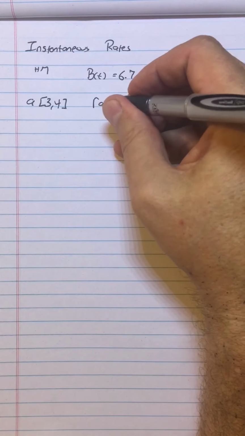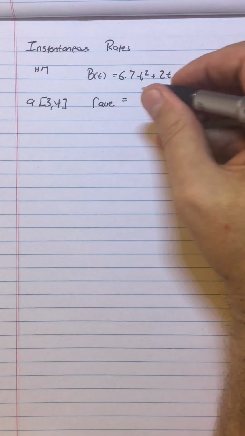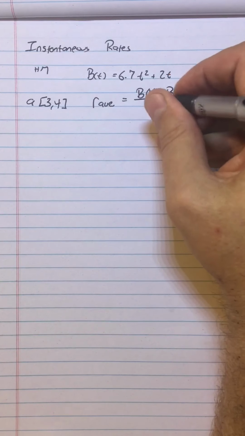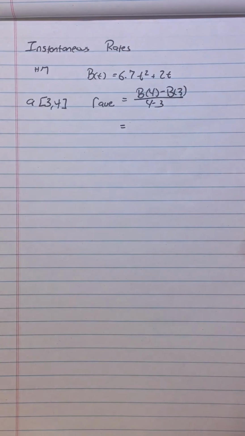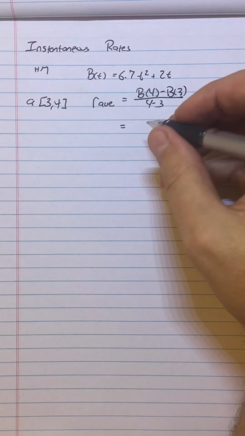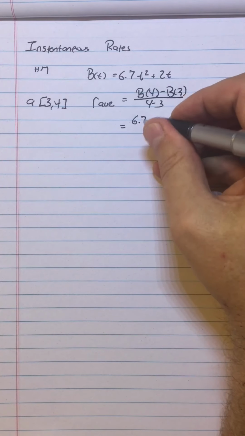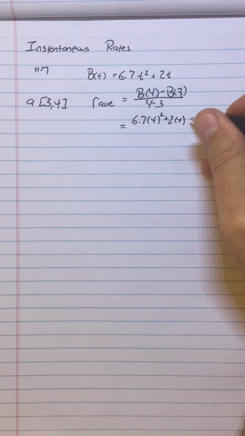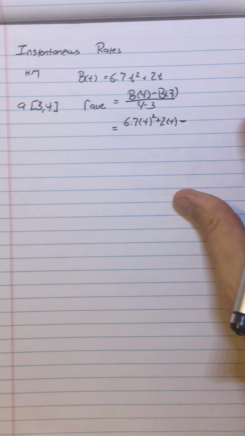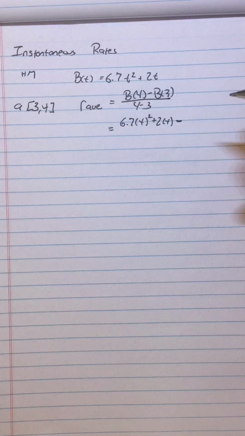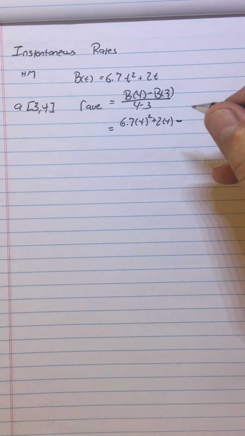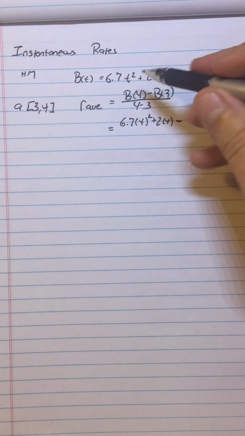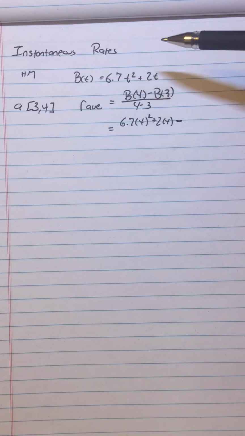So that average rate of change is, I'm going to still write B of 4 minus B of 3 over 4 minus 3. Remember, the average rate of change is not a limit. It's never going to be a limit. So that's going to be 6.7 times 4 squared plus 2 times 4 minus. Now here's where some people calculate B of 4 and B of 3 separately. That's fine. But ultimately you're going to have to do this with an h in it, so you're not going to be able to take that shortcut because some of it won't simplify.